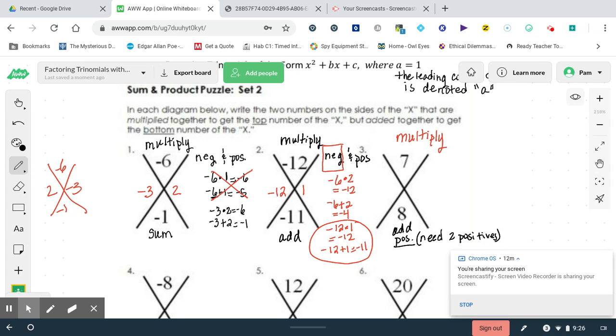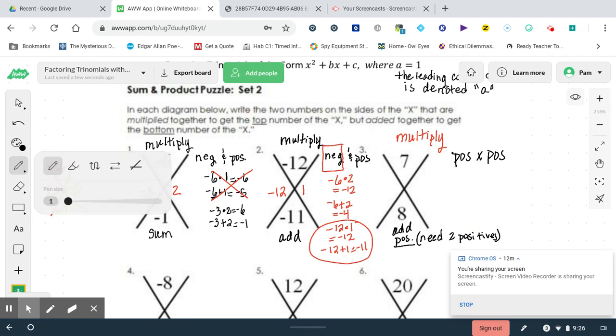Had that been negative, I would have needed two negatives, but that only applies if you have a positive product. That means the signs have to be the same. So I'm going to put a positive times a positive. Now I would have put a negative times a negative only if this number down here had been negative, okay?